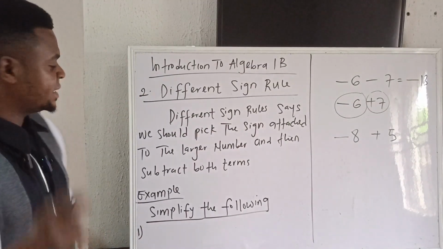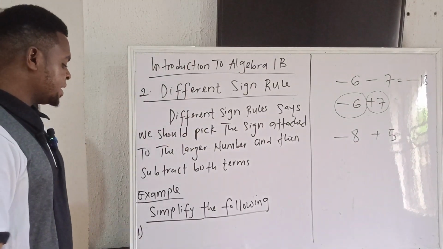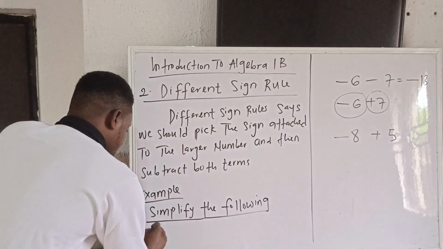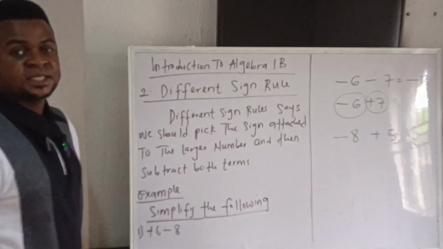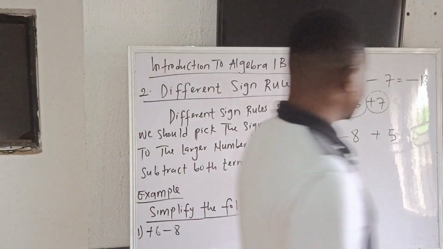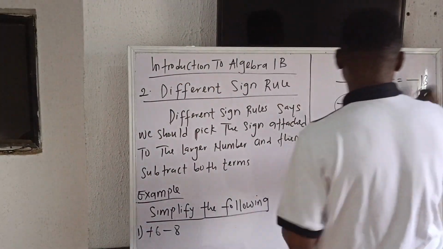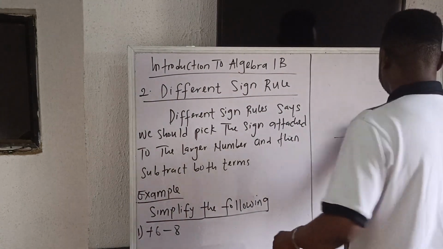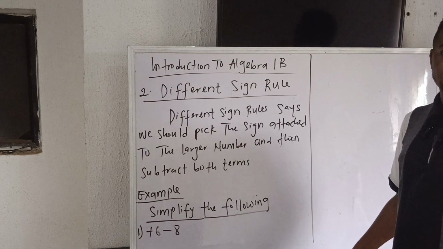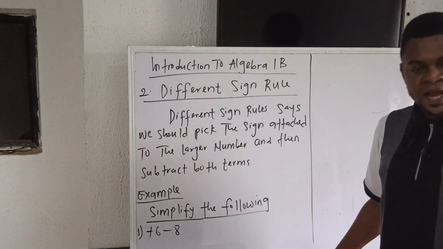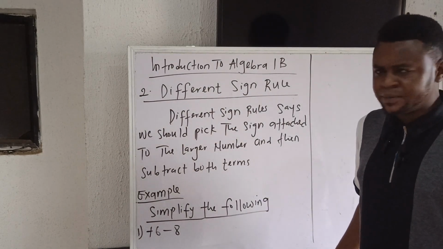Now, looking at the first example. The first example says we should simplify +6 minus 8. So if you want to simplify +6 minus 8, how do we go about this? What do you think the answer should be? This is not really hard. So for +6 minus 8, considering what the different sign rule says, it says pick the sign attached to the larger number and then you subtract both terms.